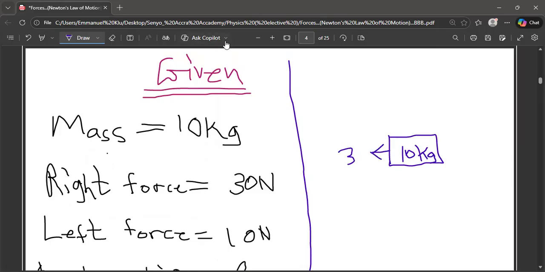What is the answer you had? 2 meters per second square. And in which direction will it move? To the right. Why will it move to the right? Because we subtracted the left side from the right. Just tell me that it will move to the right because the right force is the bigger one. That is all.